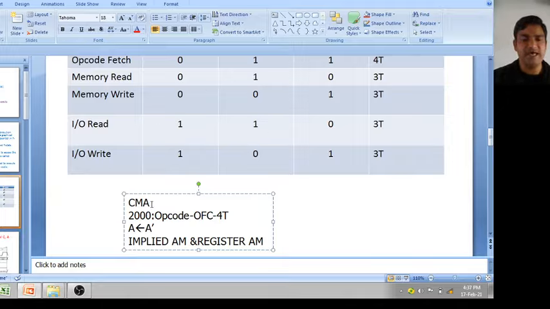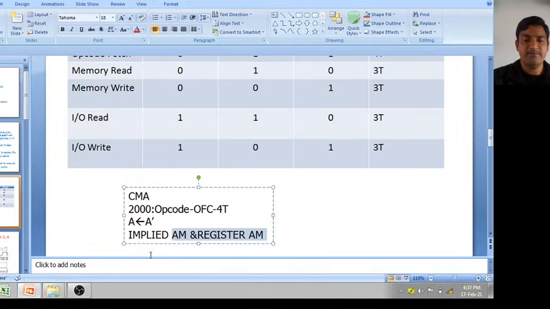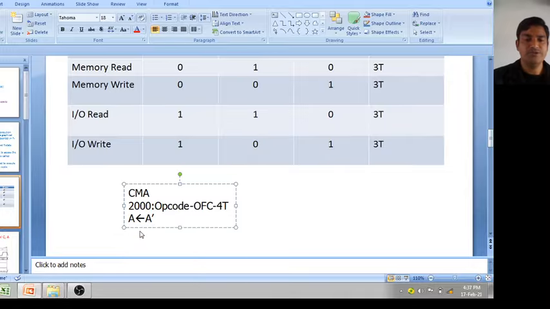Now suppose I am taking another example, MOV A, M. Suppose this is available in 2000 memory location, you can take any memory location. The very first byte will be the opcode, so the first machine cycle is opcode fetching and 4 T states are required. You have already fetched the byte because it is only 1 byte.